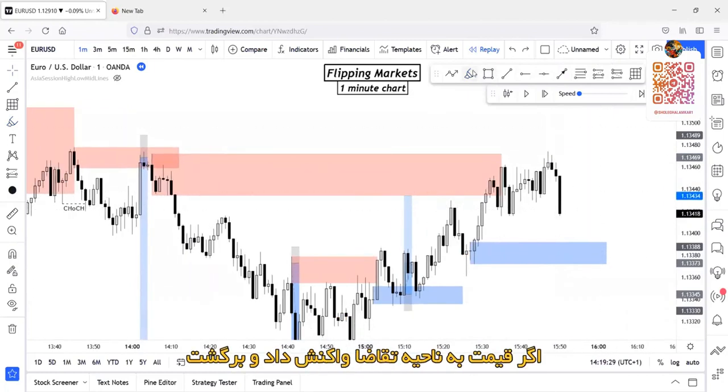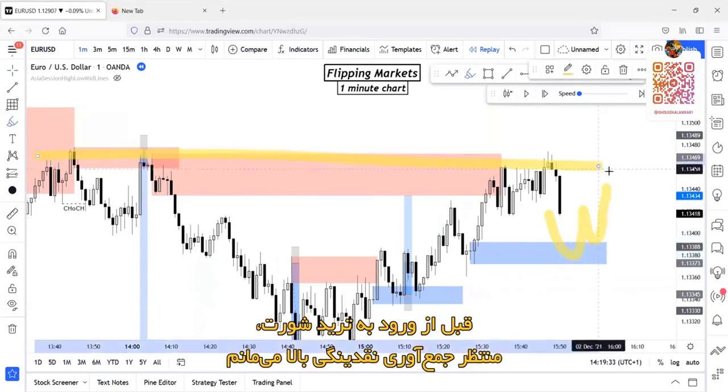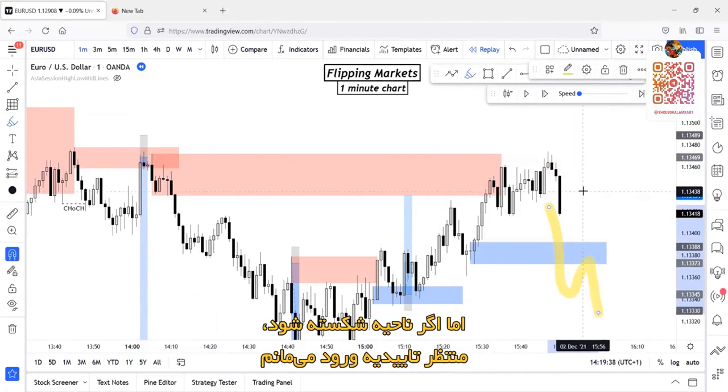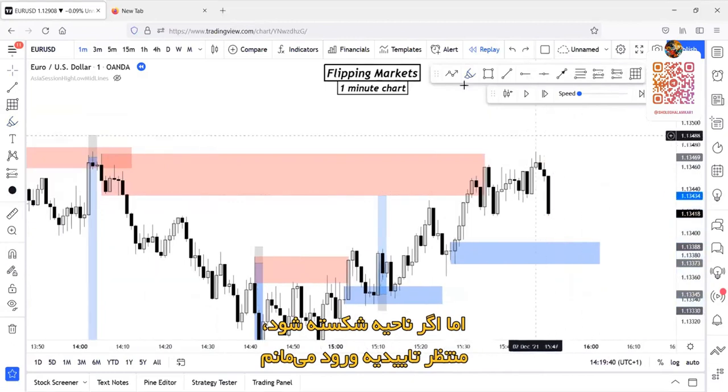But let's see, if it reacts on this demand and turns around, I will wait for the sweep of this liquidity before I enter a short trade. But if this breaks the zone, I will wait for a confirmation entry.